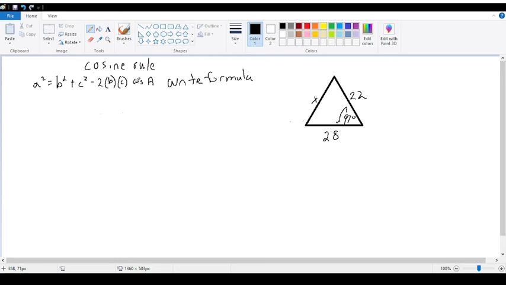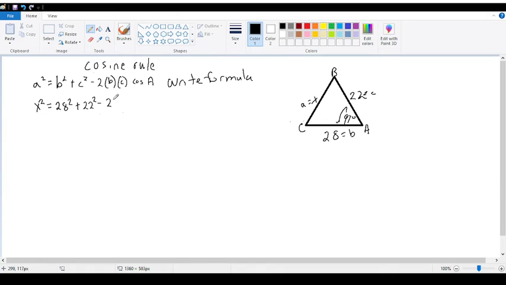Well, let's label the triangle. Let's call here A, here B, and here C. So this must be small c, this must be small b, and this must be small a. So we are putting it with respect to this labeling of the equation. So we have x squared equals b squared, and as you can see, b here is 28, so we put 28 squared, and c here is 22, so we put 22 squared minus 2.